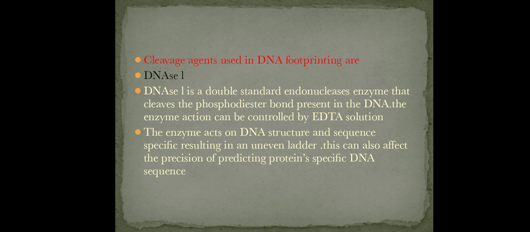Cleavage agents used in DNA footprinting: DNase I. DNase I is a double-stranded endonuclease enzyme that cleaves the phosphodiester bond present in the DNA. The enzyme action can be controlled by EDTA solution. The enzyme acts on DNA structure and sequence specifically, resulting in an uneven ladder. This can also affect the precision of predicting the protein specific DNA sequence.